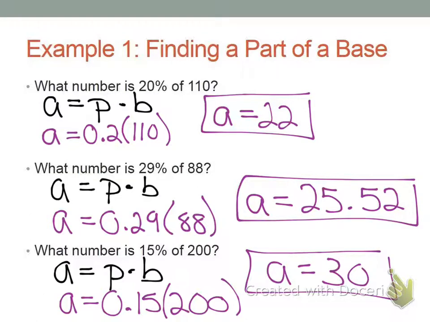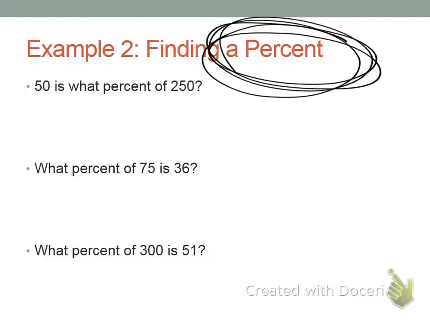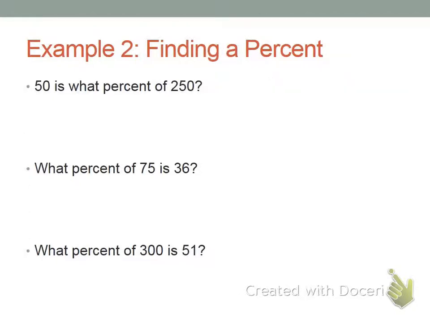Example 2, I'm just solving for a different part of the same percent equation. So now I have 50 is what percent of 250? What am I solving for? Percent. I don't know my percent now. I start with my original formula, A equals P times B. Now I have to figure out which number is my A value. Which number is my A value? 50. Okay, thank you for answering that question. All right, 50 is my A value.